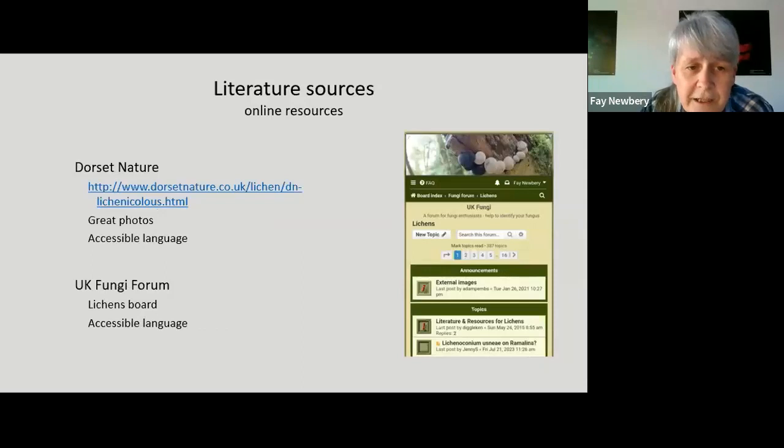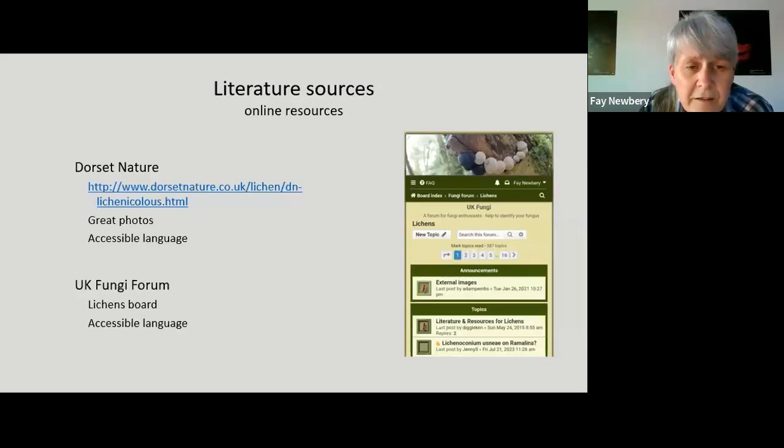Another place to try is the UK Fungi Forum. Anyone can sign up for this. It has a lichens board where people also post about Lichenicolous fungi. It's a chance to ask questions. It is a chance to get help with identifications. People do appreciate it if you do more than put up a photo and say, what's this?